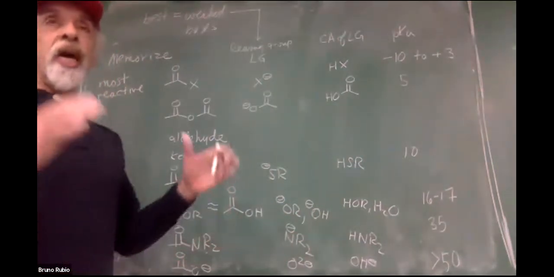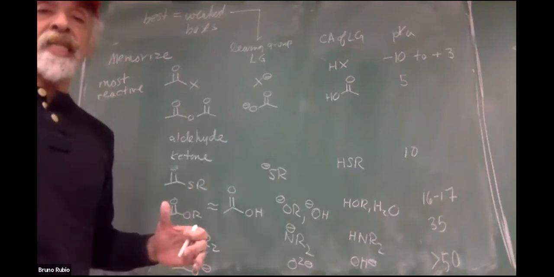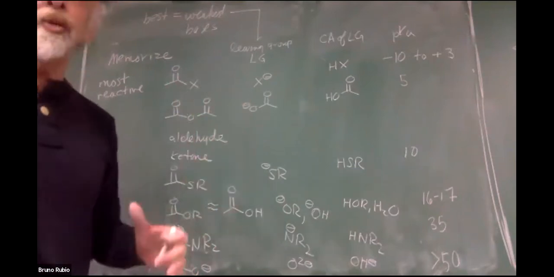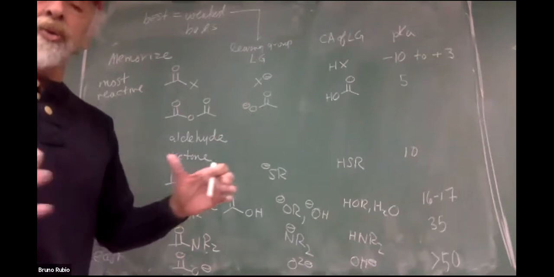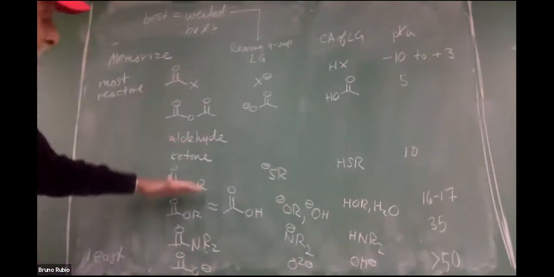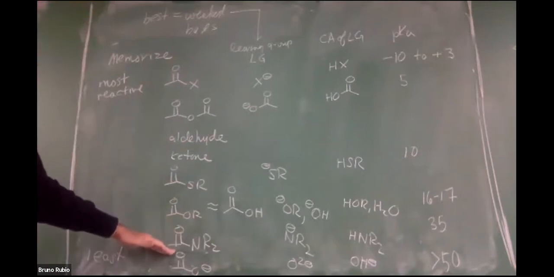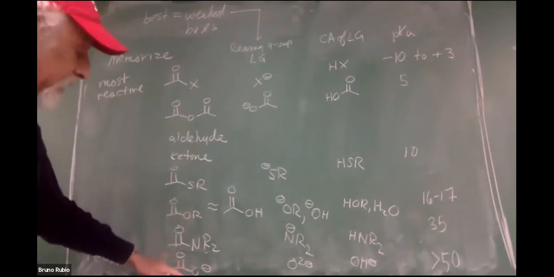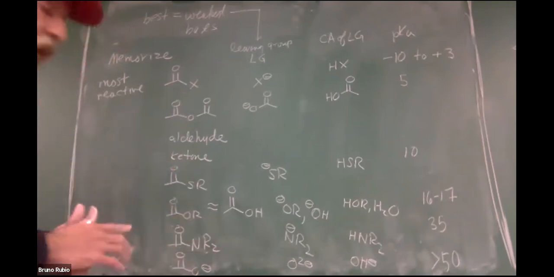All right, so that explains our between-group reactivity trends, so that we can just say every acyl halide is more reactive than every amide. Every thioester is more reactive than every ester, and so on. Okay.